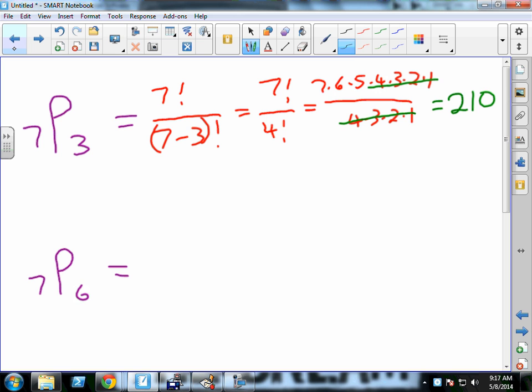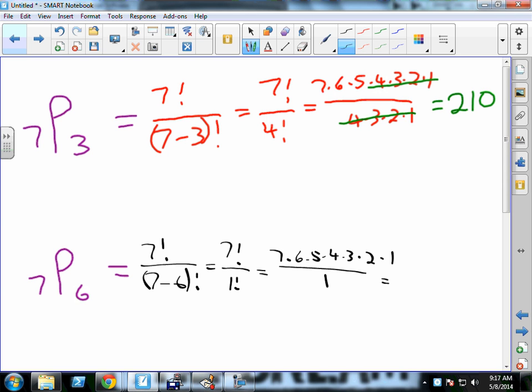7 permutation 6. This is 7 factorial over 7 minus 6, the quantity factorial. This is 7 factorial over 1 factorial. Isn't that just going to be 7 factorial? 7 times 6 times 5 times 4 times 3 times 2 times 1 over 1. 7 factorial is big. Anybody got a calculator handy? I know 6 factorial is 120. So it's 120 times 7. Is it 840 or something like that? 540. Thank you. Good looking out.